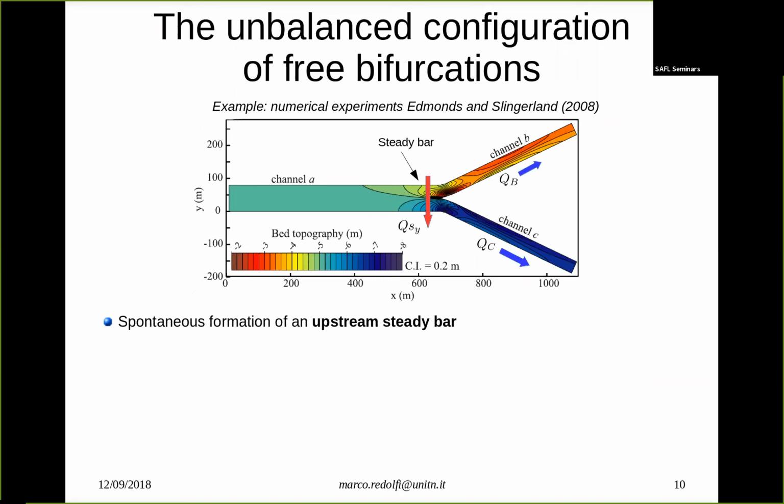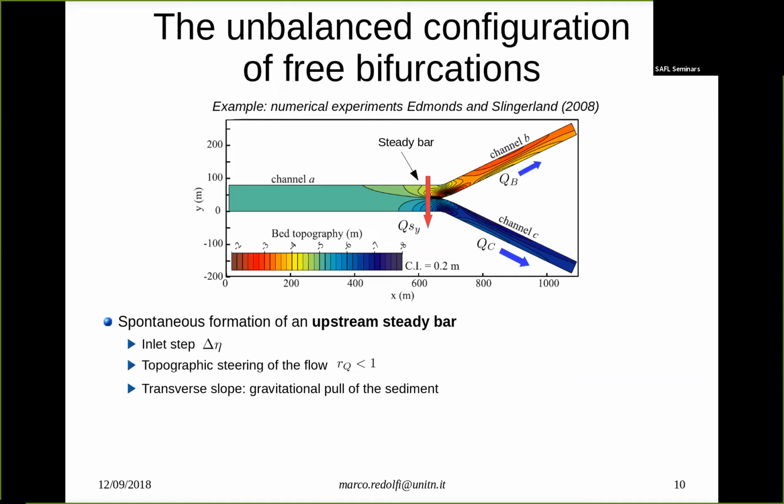This is evident from this numerical experiment. Here I report the equilibrium bed configuration, the bed elevation map. Upstream of the bifurcation, you have the formation of a steady deposition and scour.